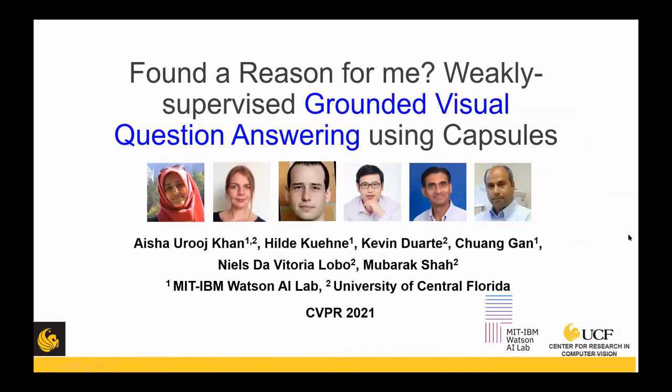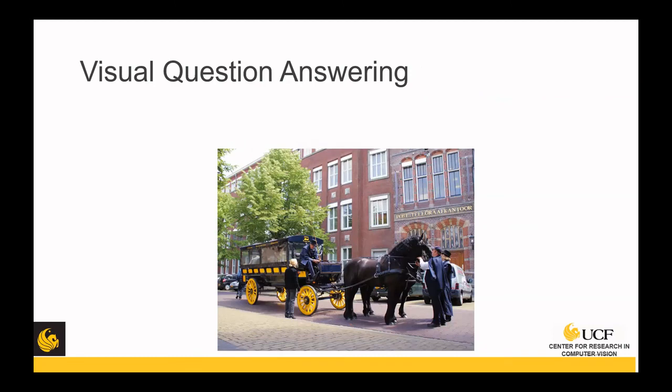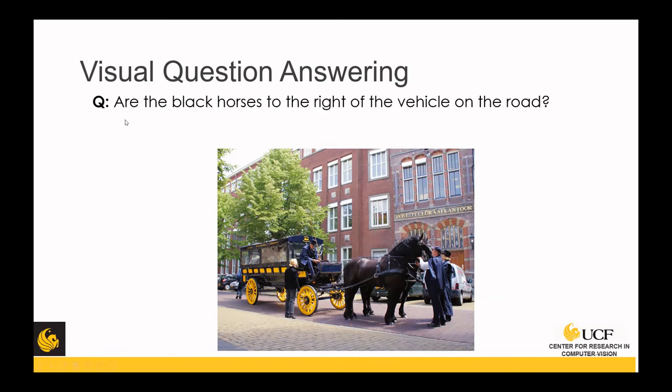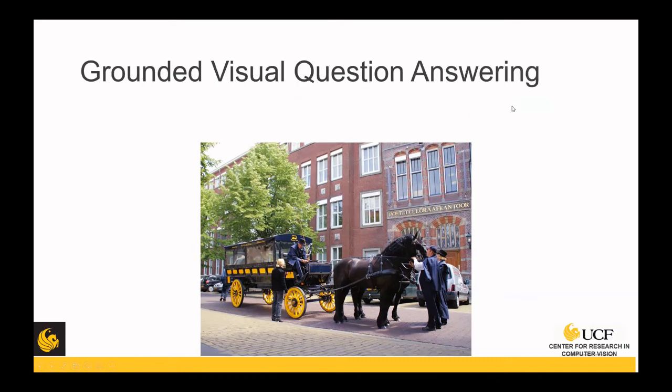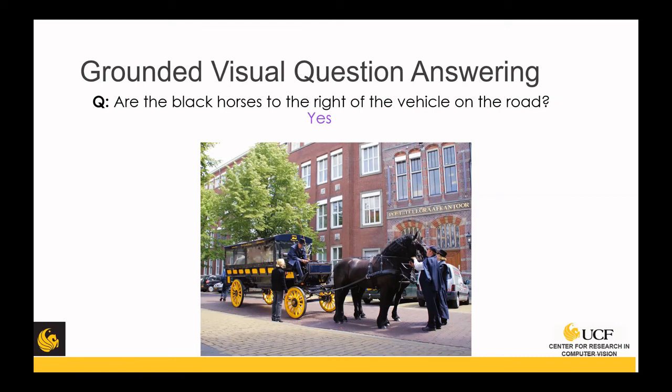And the last paper is more on reasoning. The idea is that there is this area called visual question answering. So we are given an image, and the question is, are the black horses to the right of the vehicle on the road? Okay, that's the question, and the answer is yes. But we want to do more than that. We want to actually ground the question, and we want to say the reason we say yes is because we localize the horses, localize the vehicle, and that's true.